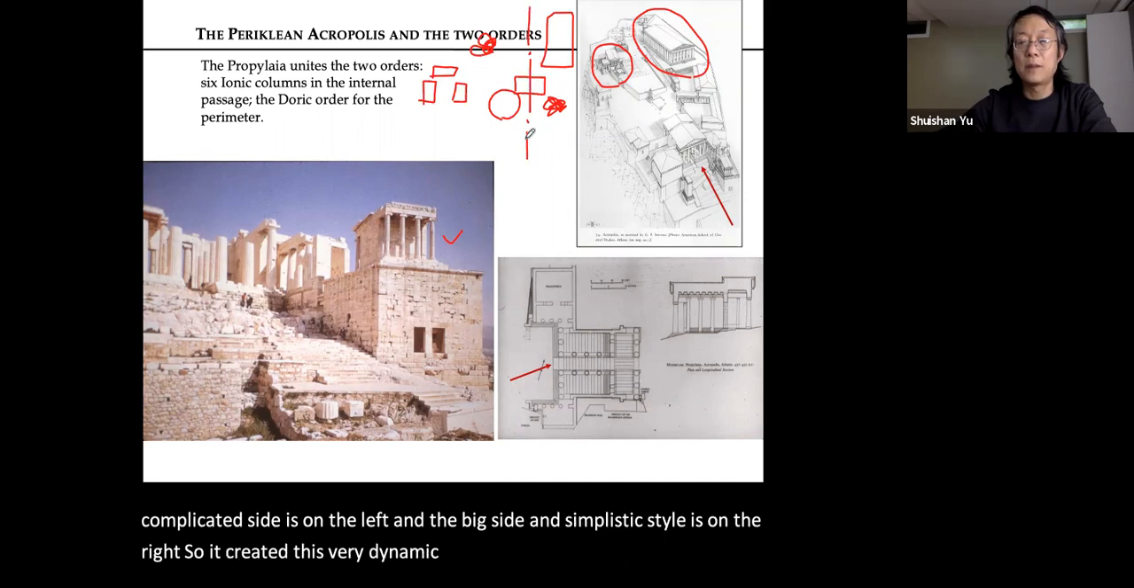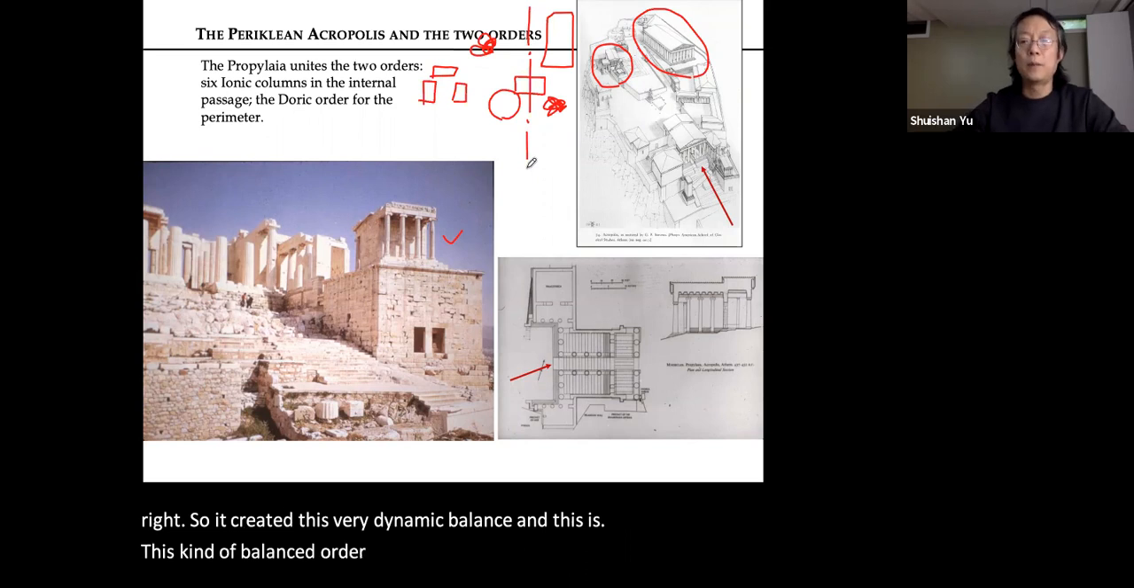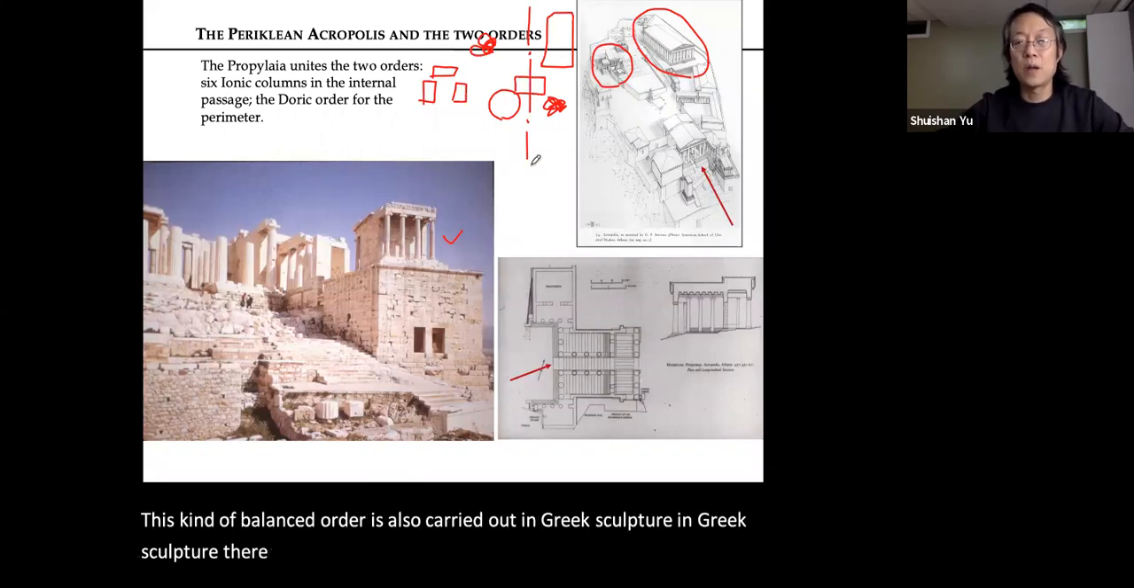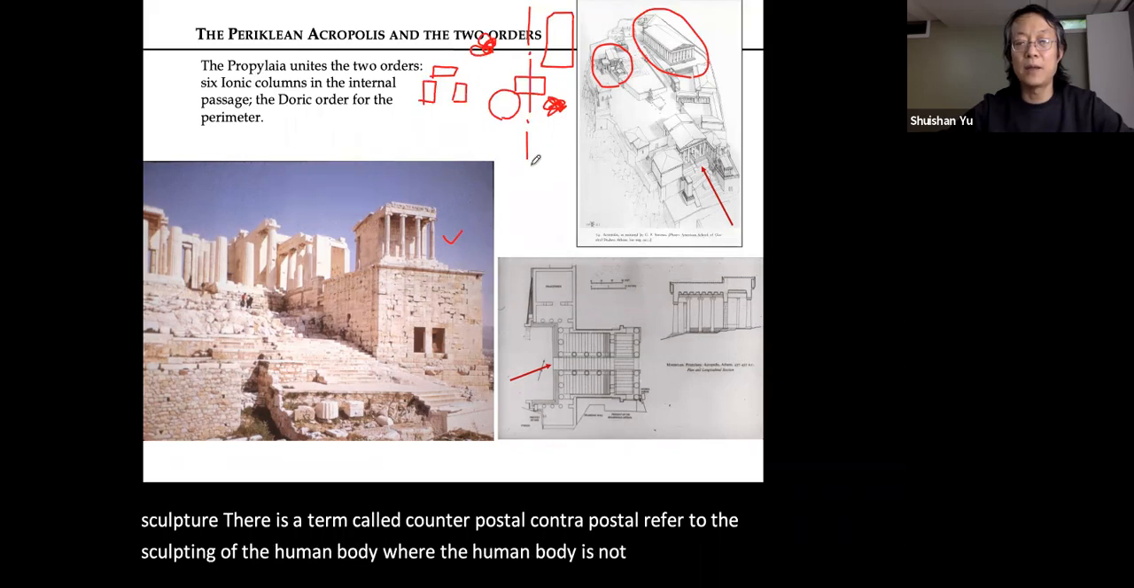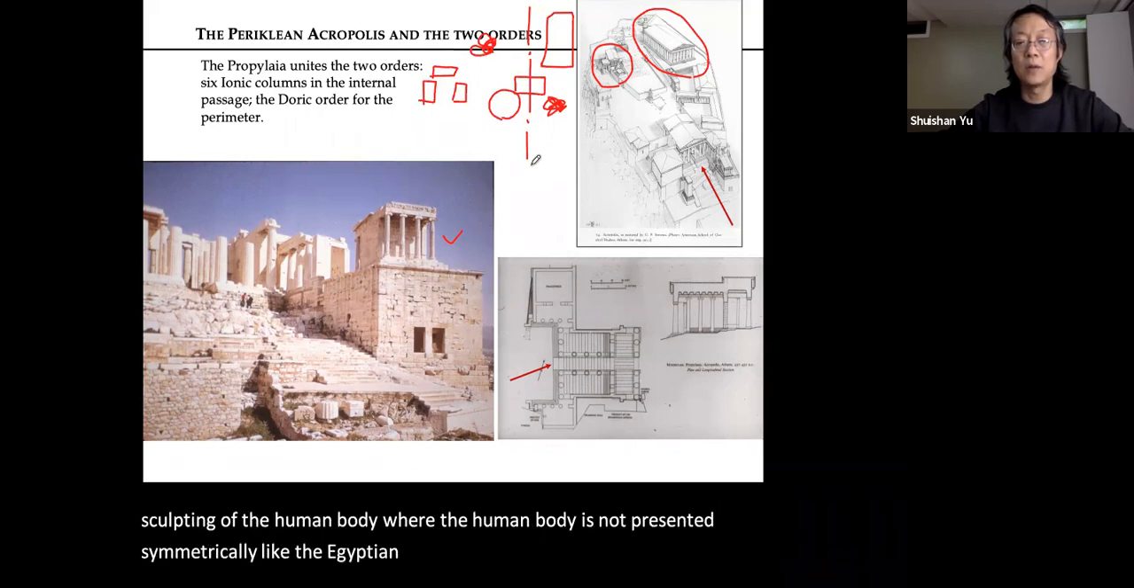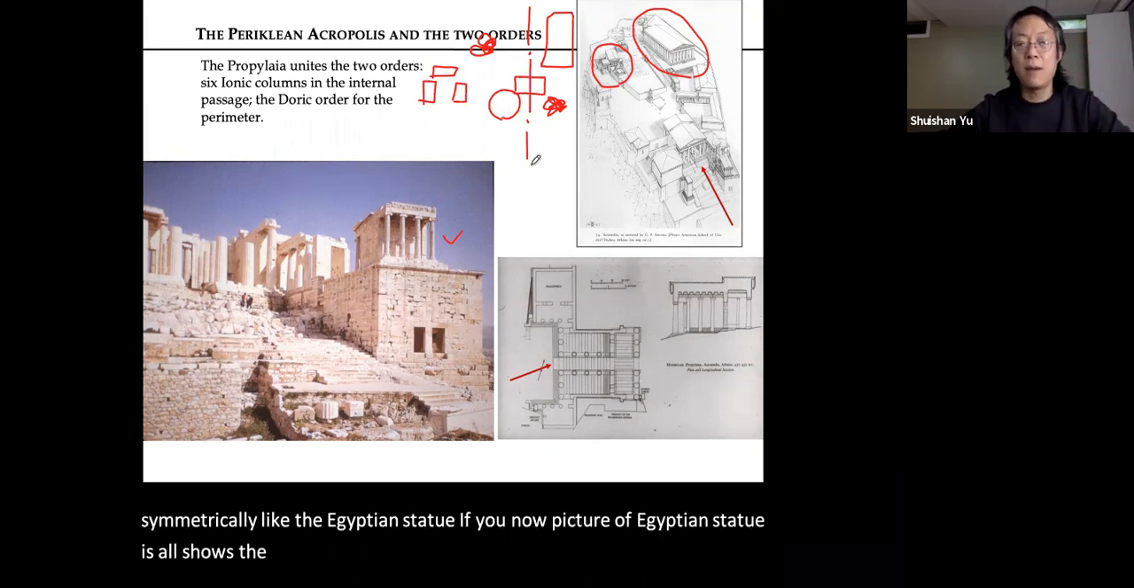And this kind of balanced order is also carried out in Greek sculpture. In Greek sculpture, there is a term called contrapposto. Contrapposto refers to the sculpting of the human body, where the human body is not presented symmetrically like the Egyptian statue. If you now picture an Egyptian statue, it all shows the front face and the two shoulders perfectly symmetrically, kind of leveled.